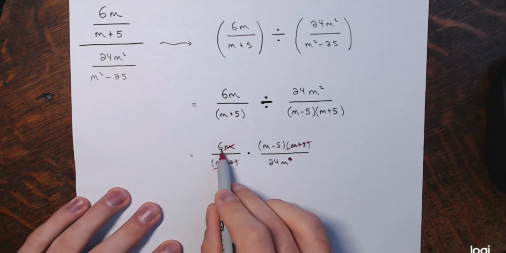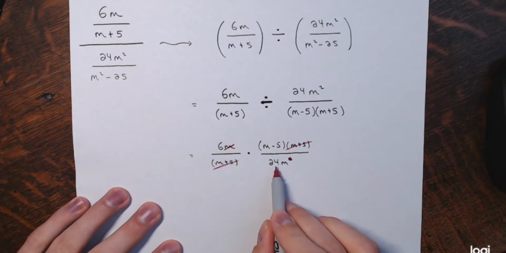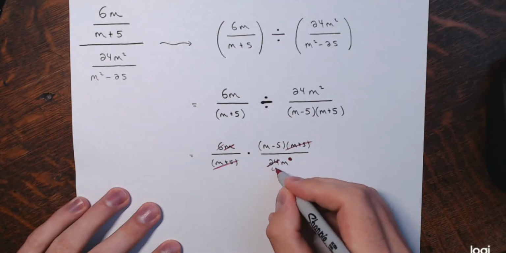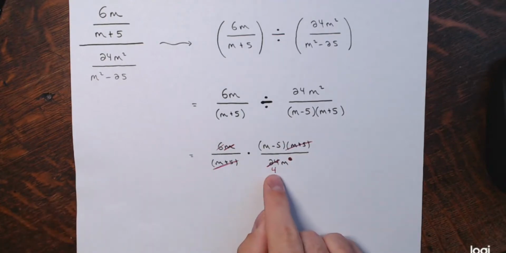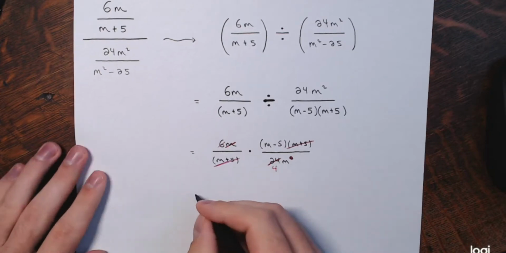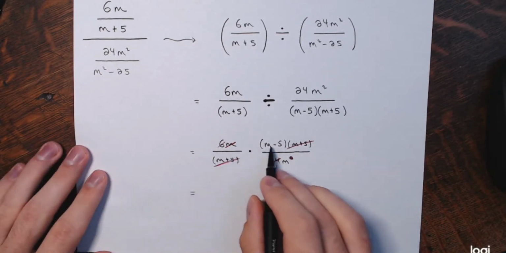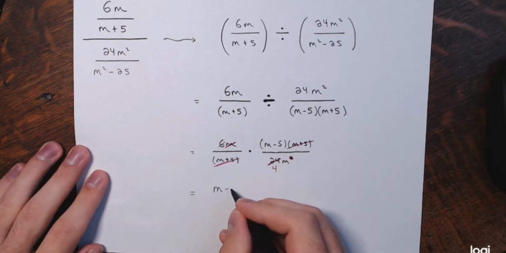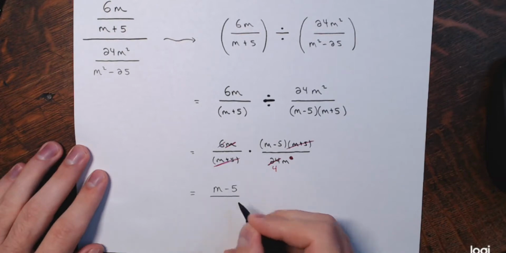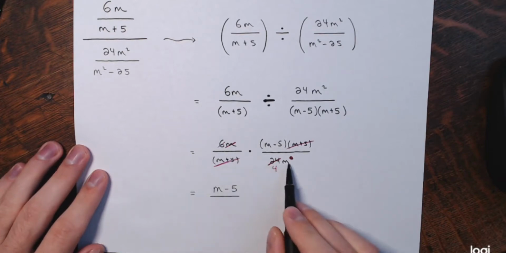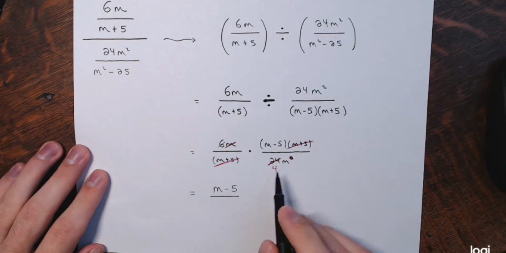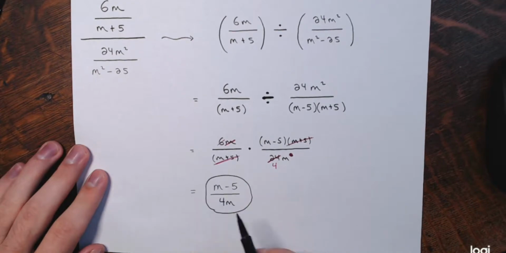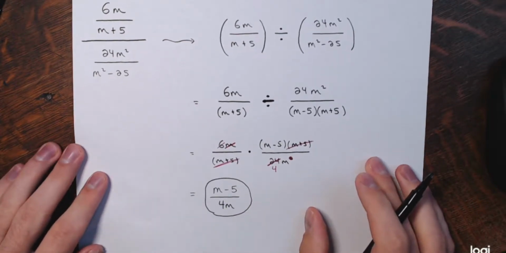And then 6 and 24 have a common factor of 6. This is 6 times 1, and 24 is 6 times 4. So I still have a factor of 4. That's why I wrote 4 there down in the denominator. Okay, so in the numerator, the only factor I'm left with is m minus 5. And since it's the only factor, I'm not going to have parentheses around it. No need. And then the denominator, the only factors left are 4 and m. And there you go. This is as simple as that final fraction gets.